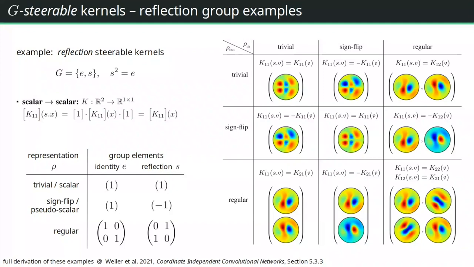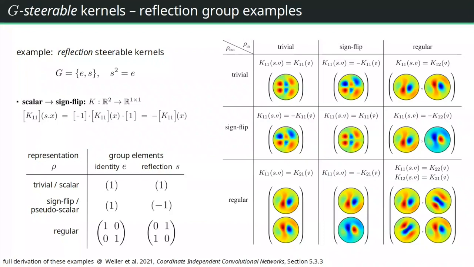And this makes sense intuitively. If you have a scalar field and you apply this symmetric kernel to it, you get out some response. And if you reflect your feature field, and it is a scalar field, it doesn't change its value, it's a trivial group action on the channel dimension. And then you have a symmetric kernel, so you get exactly the same response out.